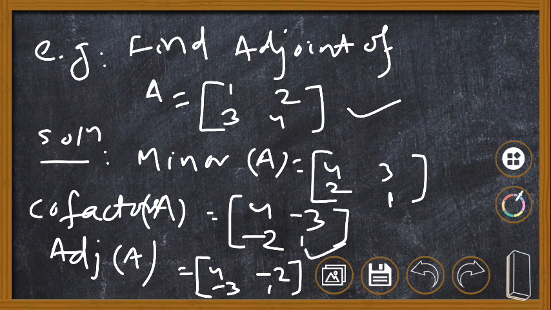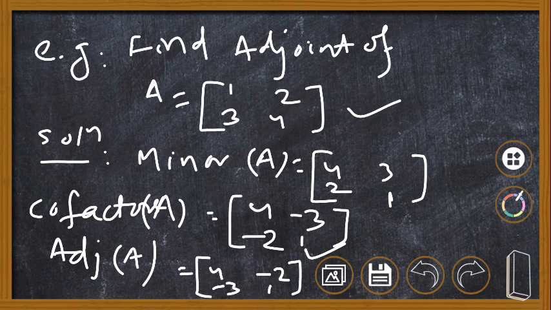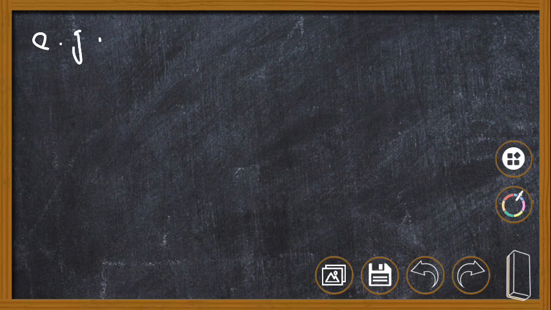For a 2 cross 2 matrix, it makes our work easier. Please see, here the diagonal elements are interchanged, that is, 4 comes in 1's place and 1 comes to 4's place. Then the signs of the non-diagonal elements are changed. So for a 2 cross 2 matrix, it is very easy. Let me save this page. Without even finding minors and cofactors, you can find the adjoint directly.